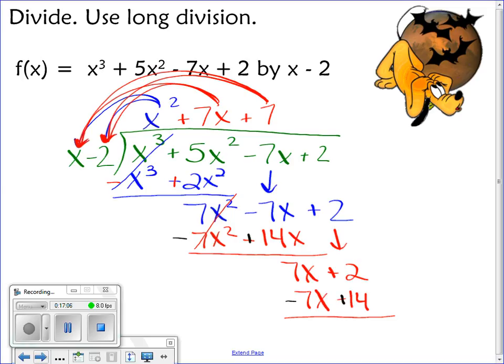Change your signs. 16. Anything to bring down? Nope. Can I multiply x by something to get 16? No. So I know I'm done, right? I can't keep going by this process. I can't do that anymore. That's my remainder.